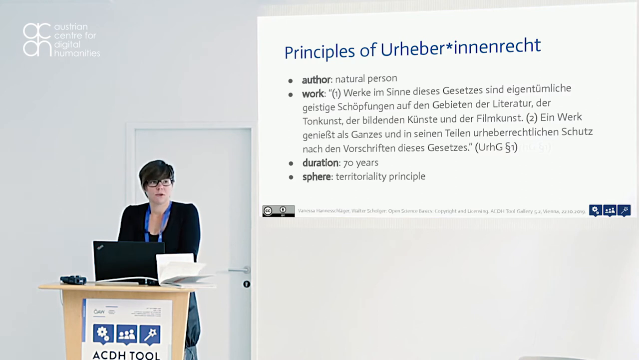How long does this protection last? 70 years after the author's death. So 70 years plus whatever time it takes from the moment of death to the end of the year. After that, you can do anything with a creation. It is no longer protected. You can use it as your own and publish it as your own, even under your own name. You are not even obliged to mention who originally created a work anymore.